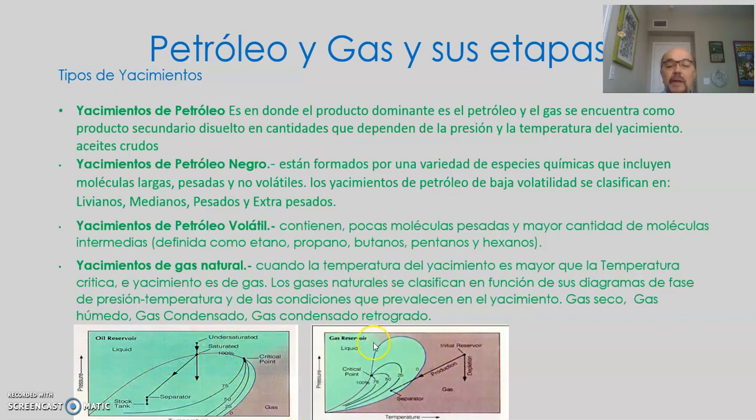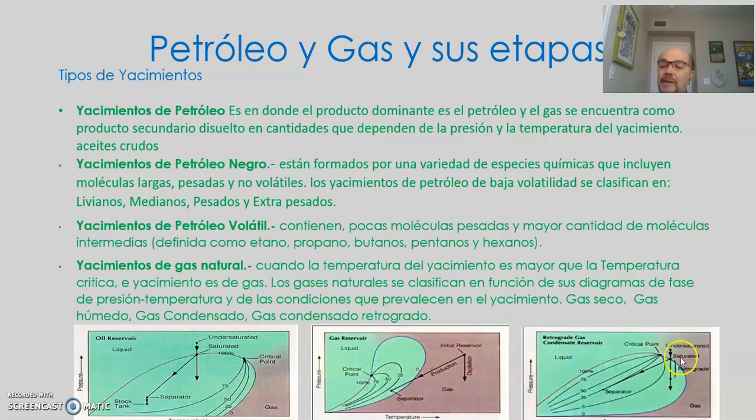Then we have the gas reservoir, where we are very far from the critical point, and as we produce the well, we get only gas, except for a small amount of liquid in the separator. We will never reach this part, that's where we should try not to get. So we're producing gas and some liquid.